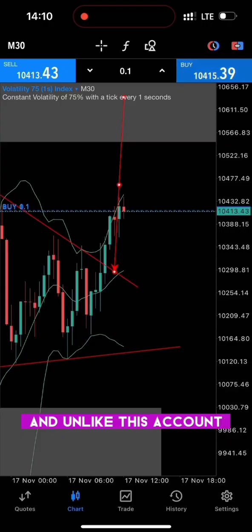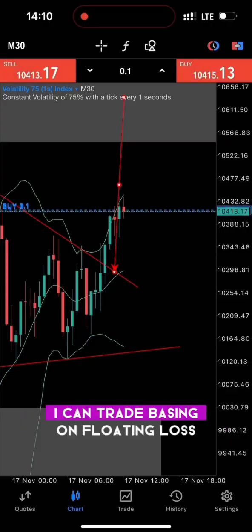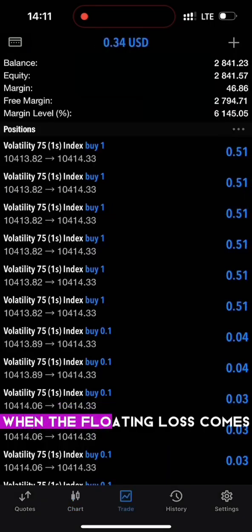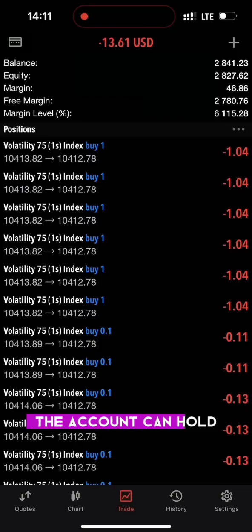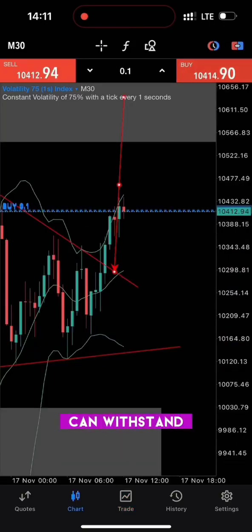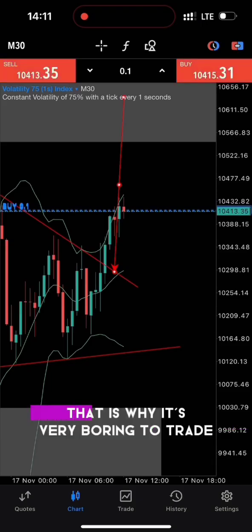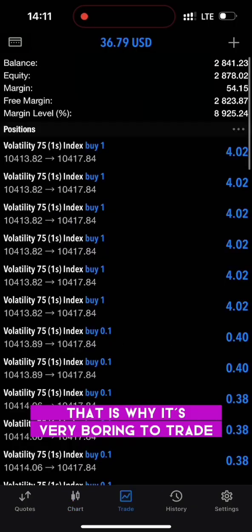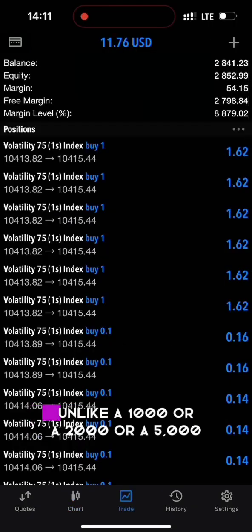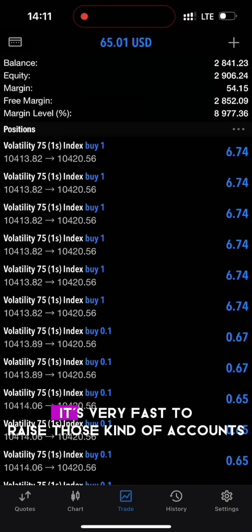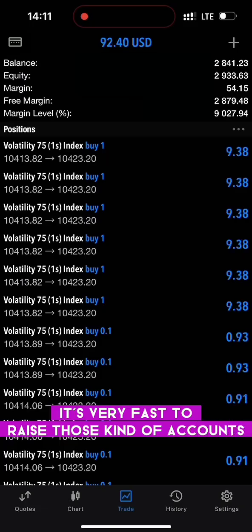Unlike this account, I can trade basing on floating loss because I know I'll be okay when the floating loss comes. The account can hold, can withstand, but cents will not withstand, so you need to be very careful. That is why it's very boring to trade a cent account. Unlike a 1000 or a 2000 or a 5000, it's very fast to raise those kinds of accounts.